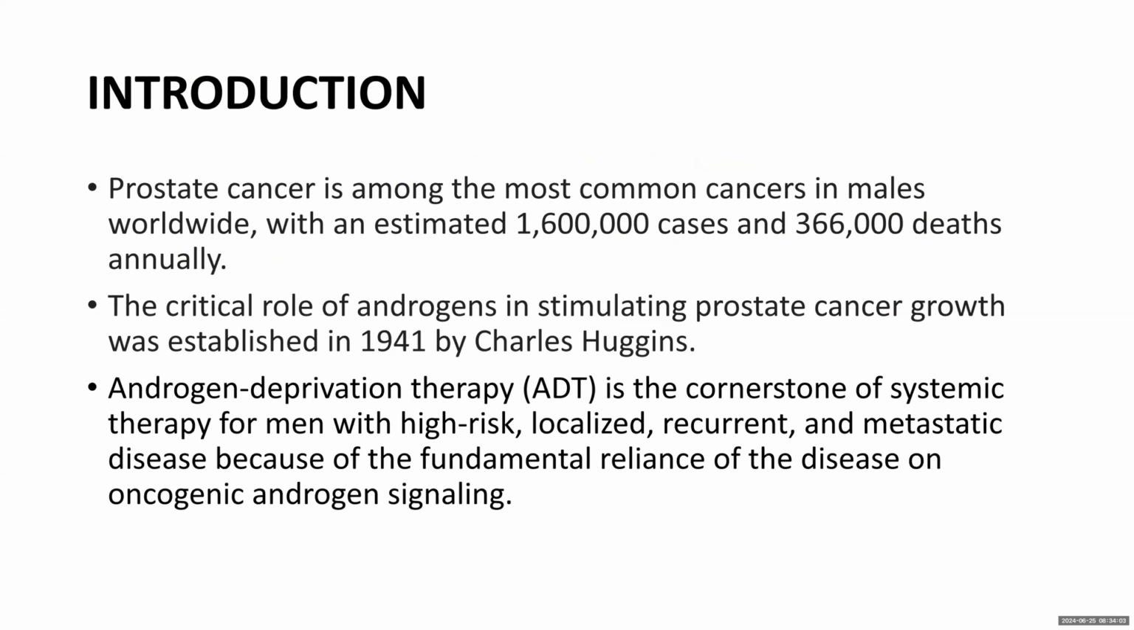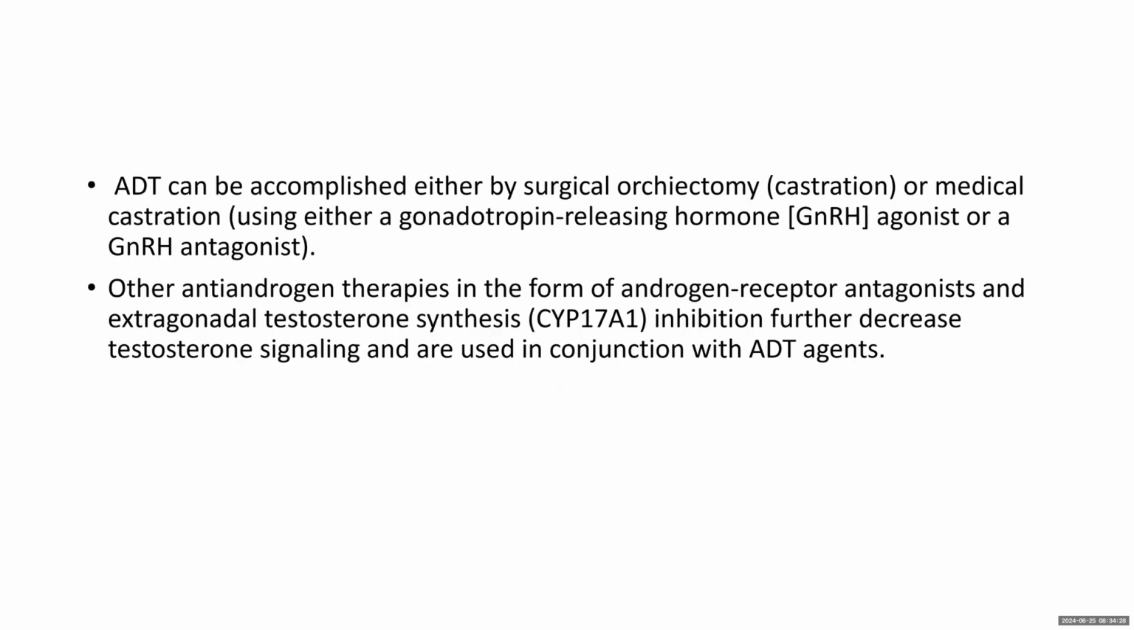Introduction: prostate cancer is among the most common cancers in males worldwide, with an estimated 1,16,000 cases and 3,66,000 deaths annually. The critical role of androgen in stimulating prostate cancer growth was established in 1941 by Charles Huggins. Androgen deprivation therapy is the cornerstone of systemic therapy for men with high-risk localized, recurrent and metastatic disease because of the fundamental reliance of the disease on oncogenic androgen signaling.